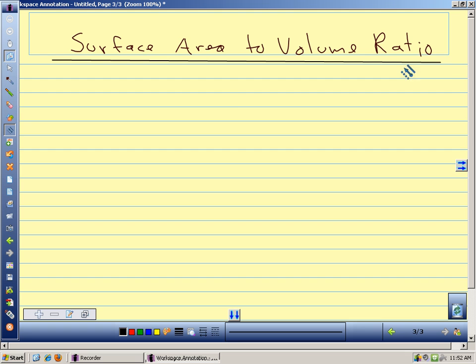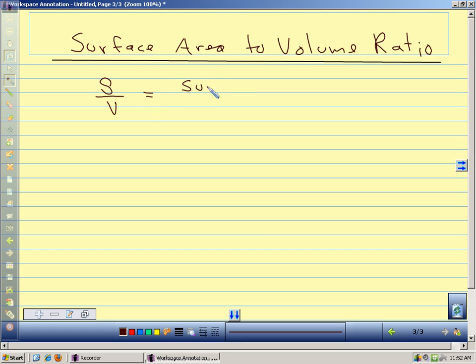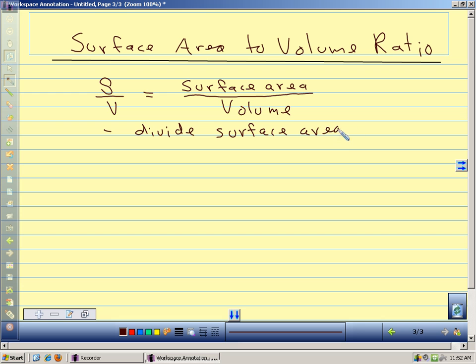And surface area to volume ratio is all that we're interested in here. The way we write it is S over V. And all we're doing is dividing the surface area by the volume.